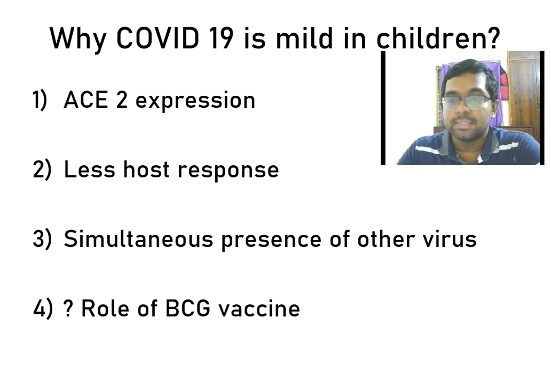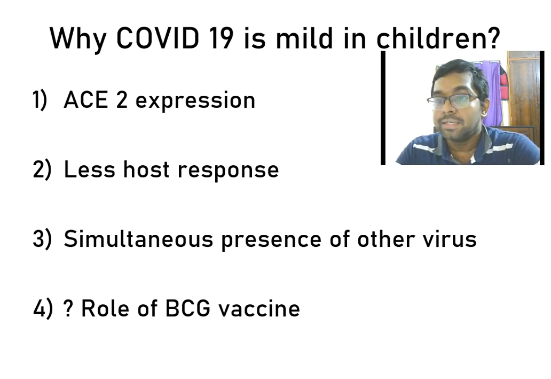Third important point they are saying is there could be the presence of other viruses which can actually inhibit the growth or attachment of this COVID-19 or SARS-CoV-2 virus itself. So the presence of other viruses can interfere with the replication and attachment of this SARS-CoV-2. And fourth is the role of the BCG vaccine.